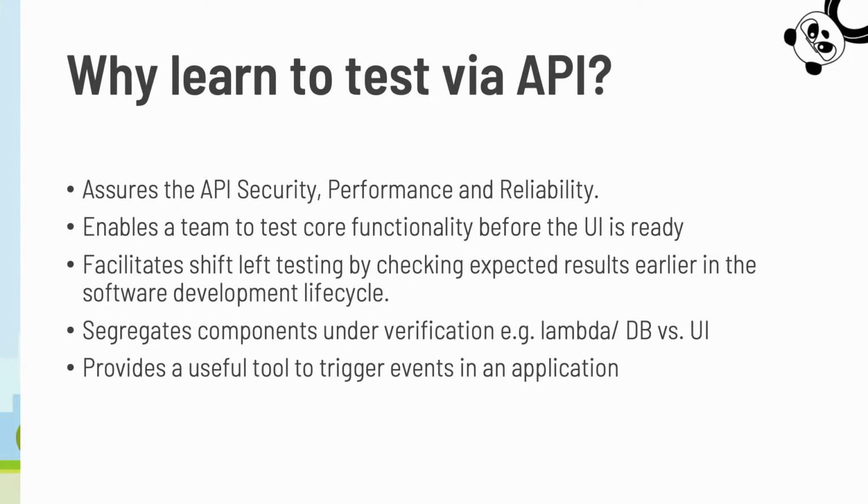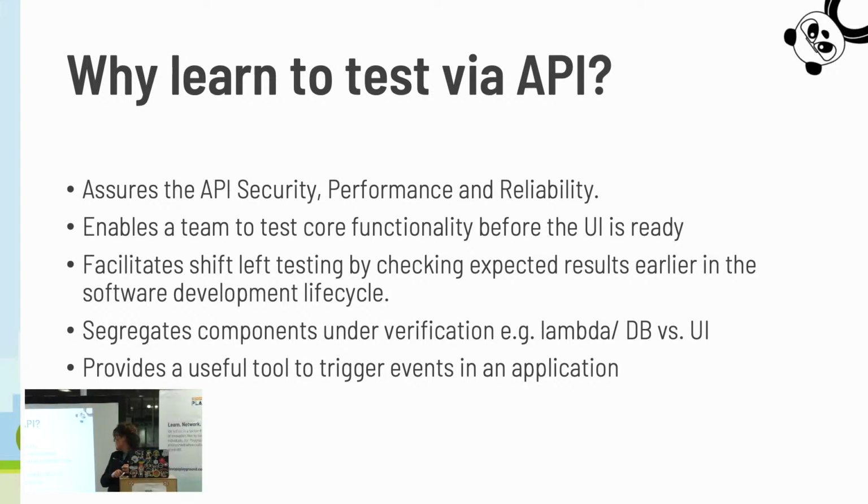Again, it segregates the components. Now this is really useful because if you're finding a bug, you need to know, is it your Lambda on the back end, or could it be the database, or could it be the user interface? So if you can mock up your database output or your Lambda output and you still see the error, then you know it's the UI. If you can just use the API output, and you still see the bug, then you know it's probably coming from upstream.